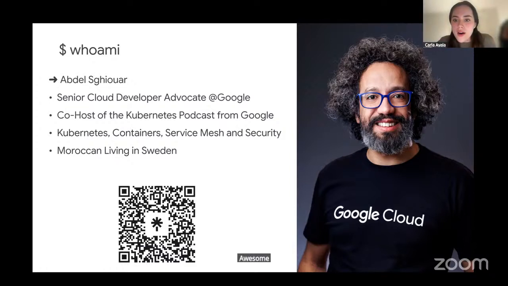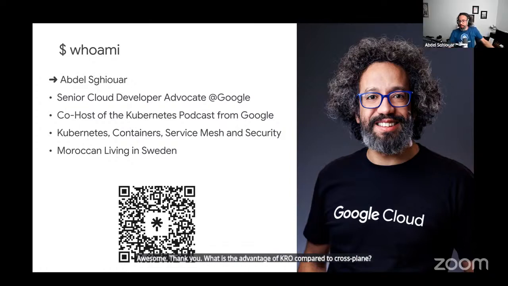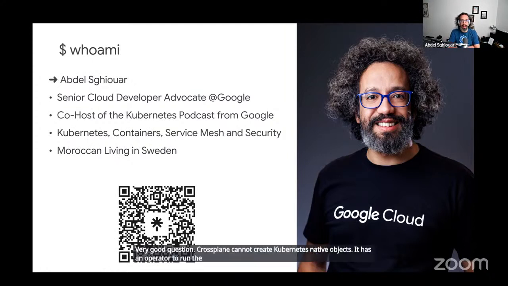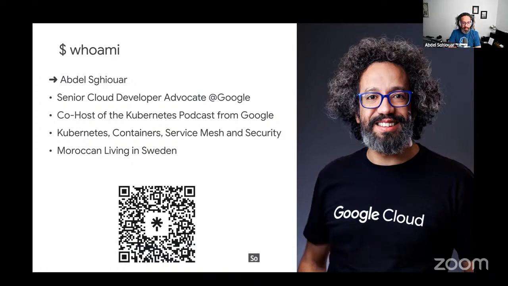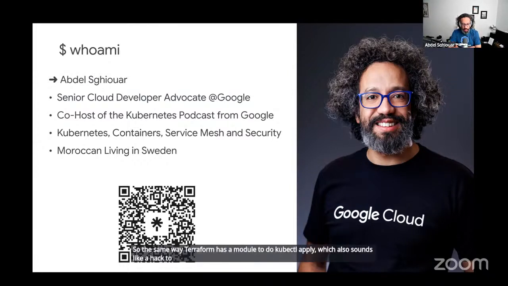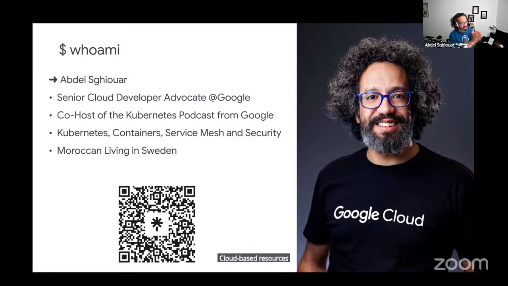Awesome. Thank you. What is the advantage of KRO compared to Crossplane? Very good question. Crossplane cannot create Kubernetes native objects. It has an operator to run the kubectl command line, but that sounds kind of like a hack to me. The same way Terraform has a module to do kubectl apply, which also sounds like a hack to me. The simple answer is that Crossplane was designed to create and manage cloud-based resources, while KRO can do both, cloud-based resources and Kubernetes native resources.